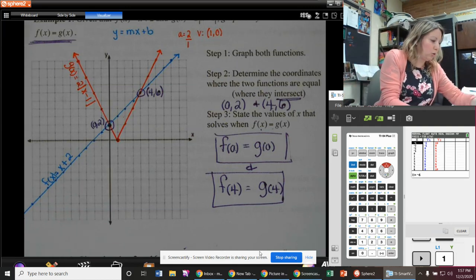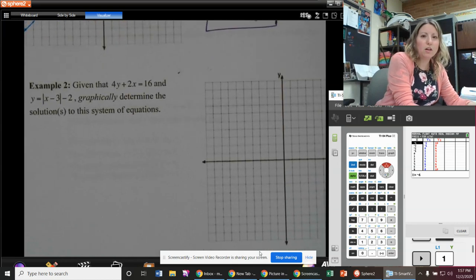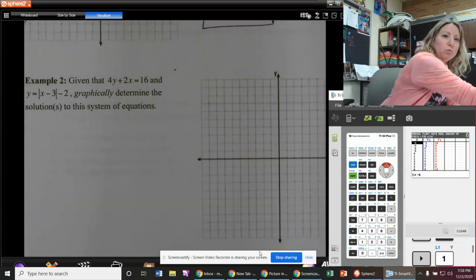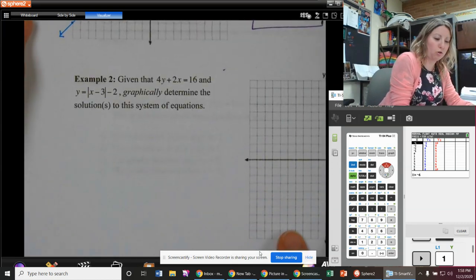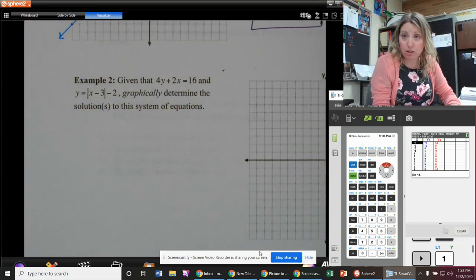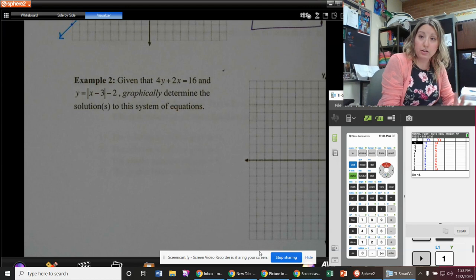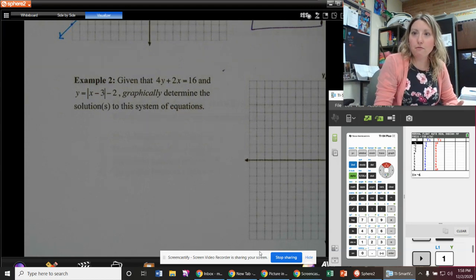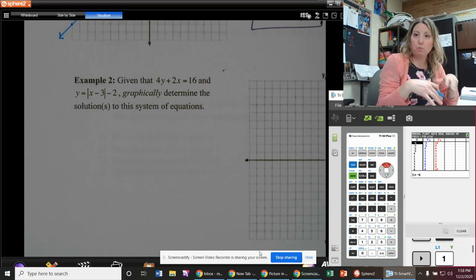All right, example 2. I'm going to help you. Well, let's do it over here. I'll just kind of scooch over. I'm going to help you by stating what types of function each are, getting the one line into y equals mx plus b form. Then I'm going to let you guys try to graph them and see what your intersection points are, and then we'll check together.